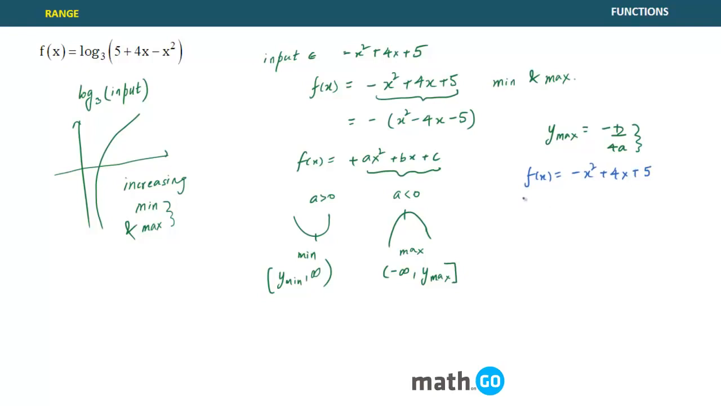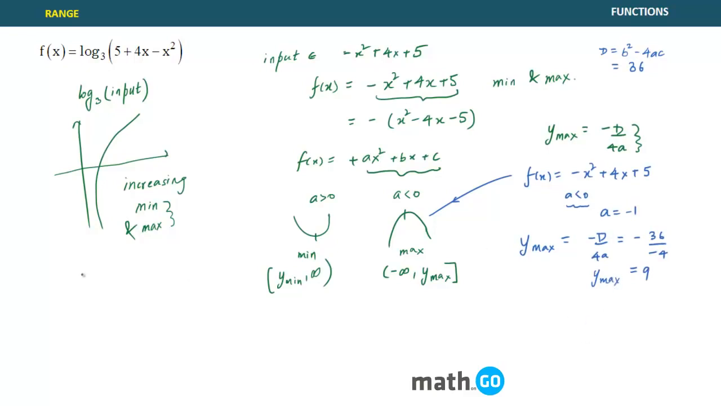So which diagram will it correspond to? This particular diagram, because your a is less than 0. a's value is minus 1. That means you will have y max. So what will be y max? y max will be minus D by 4a. D is the discriminant, which is b square minus 4ac. If you solve it, D comes out to be 36. So we get minus 36 by minus 4, which comes out to be 9. So y max is 9.